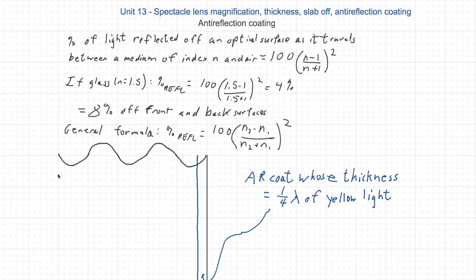Fresnel found that the index of the anti-reflection coating should be the square root of the index of the medium that the coating adheres to. So scientists tried to find a substance that's as close to that index as possible. Magnesium fluoride, with an index of 1.38, is commonly used as an anti-reflection coating.